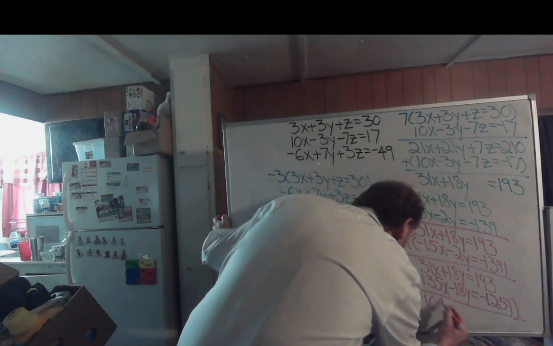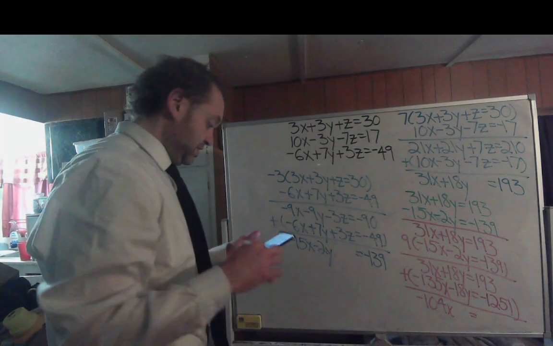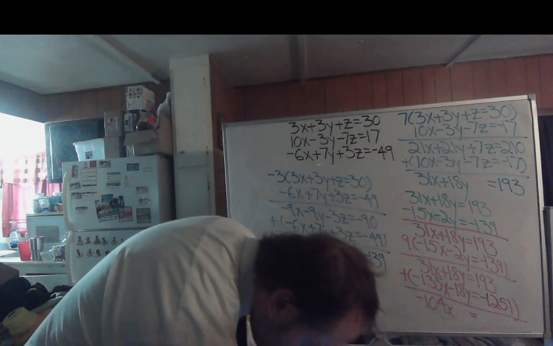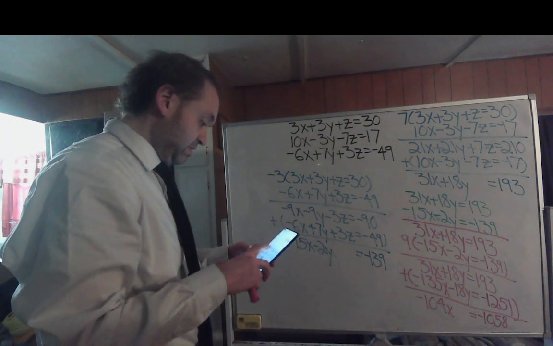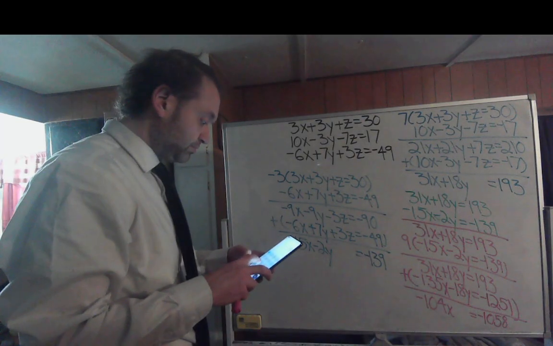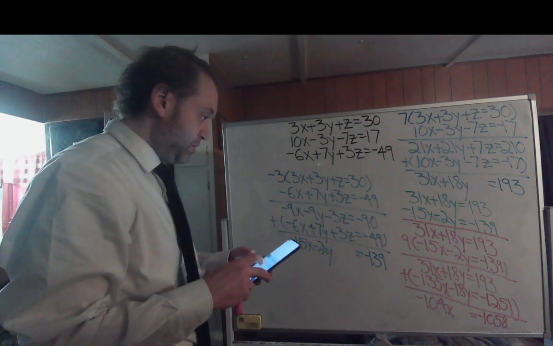If we add these two equations together, you would end up with negative 104x would equal, now we need to add 193 to negative 1,251. That would give me negative 1,058. Oh boy. So negative 104x equals negative 1,058. And they don't divide evenly. No.